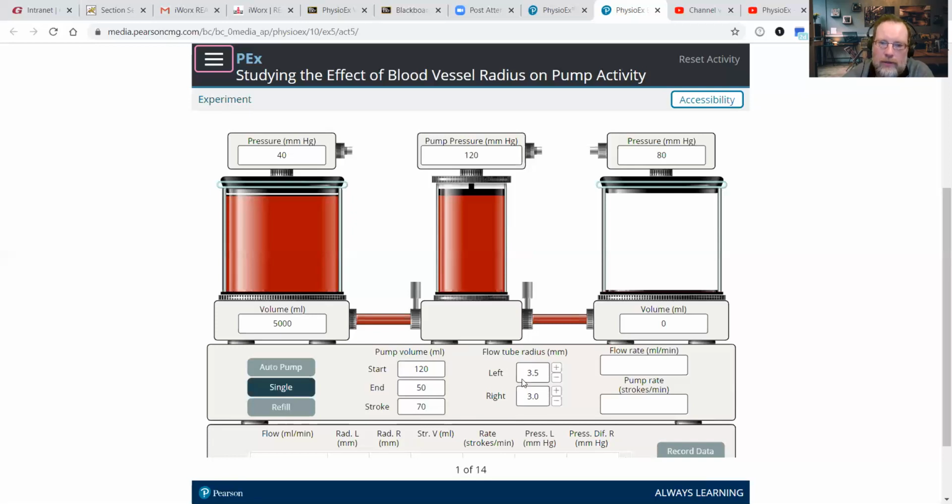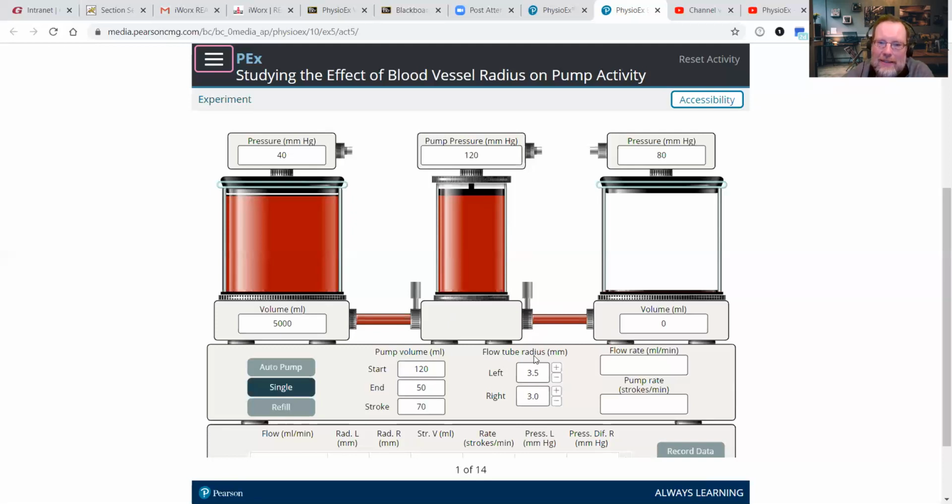The other thing we're going to leave constant is the left flow tube radius. So that pulmonary vein heading from the lungs to the left atrium is going to be kept at 3.5 millimeters. All right, so 3.5 coming into the heart, and then the right tube is going to symbolize the aorta, and we have that set initially at 3 millimeters. Okay, so 3.5 coming in, 3.0 going out.